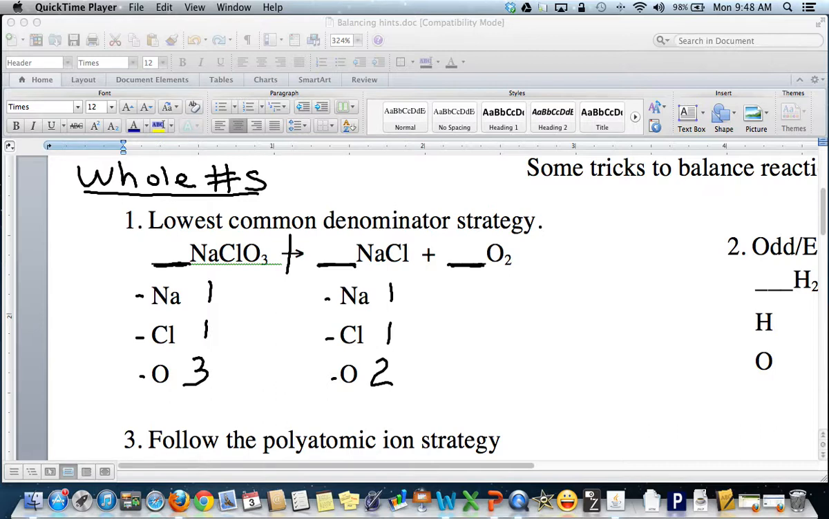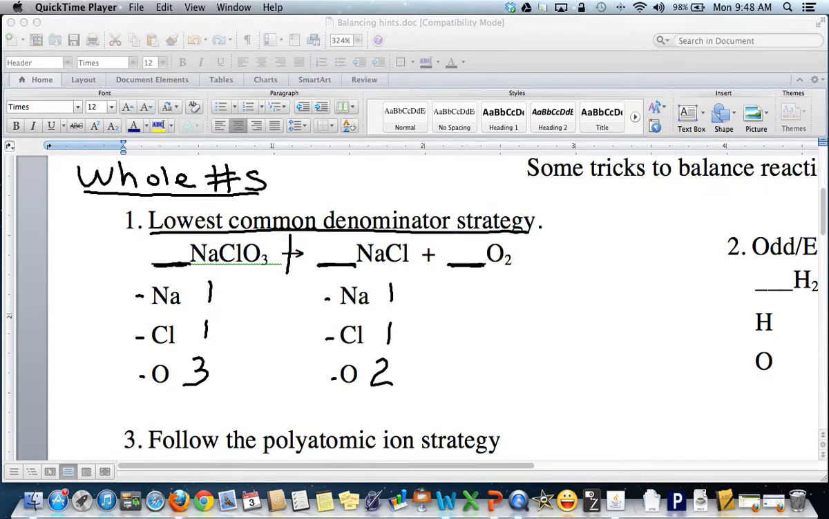Now, we notice that everything's balanced except for the oxygens. There's 3 oxygens on the reactant side and 2 oxygens on the product side. Okay? So, I like to think of this as the lowest common denominator strategy.